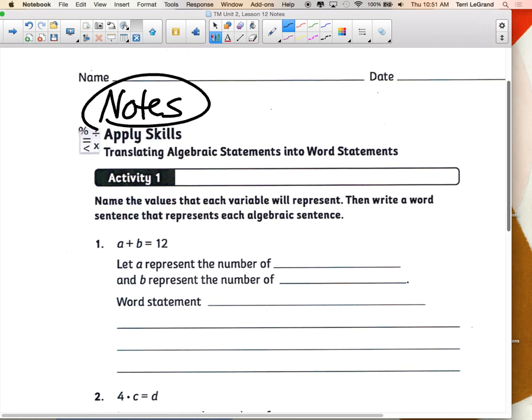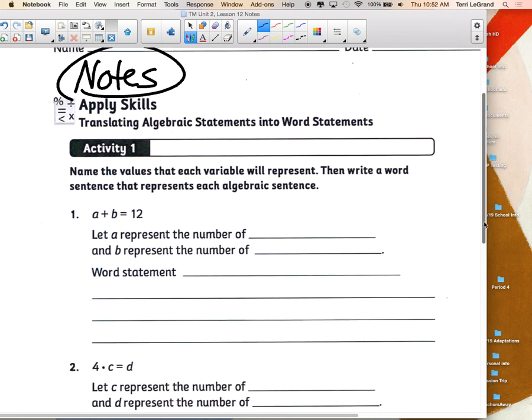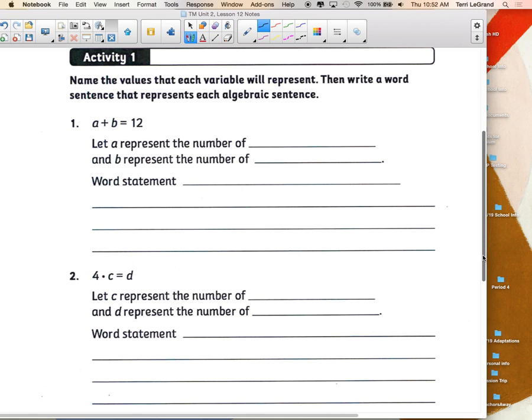And our learning goal states, I can translate algebraic statements into word sentences. So now we're doing the reverse of what we did yesterday. Now we have to make up the stories. We have to set up the situation to represent the equation that is given to us. So it says, name the values that each variable will represent. So we're going to do just like we did yesterday.